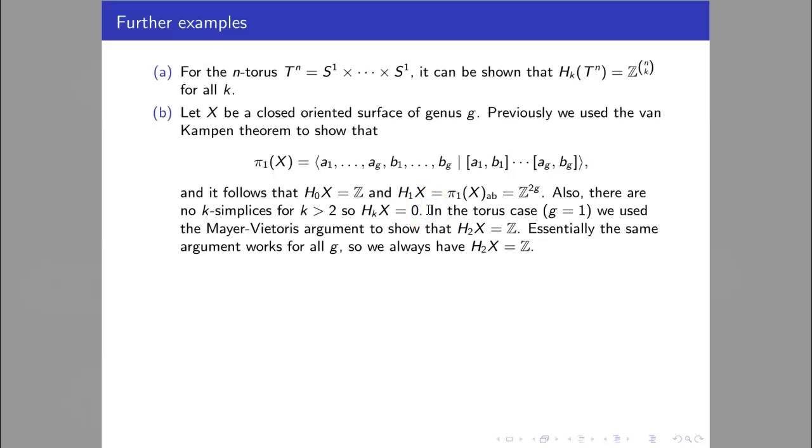If we go beyond H2, you've only got 0-simplices, 1-simplices, and 2-simplices, so H3 and beyond are certainly zero. So the question is just, what's H2? In the torus case, by the Mayer-Vietoris argument, we showed that H2 of X is just Z. I'll leave the details to the reader, but a very similar argument works for genus greater than 1, and we still find that H2 of X is Z again.